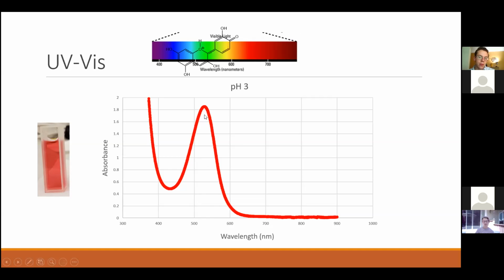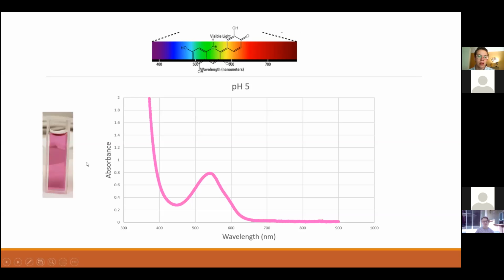So this one, for example, is about at 530 nanometers, which is pretty solidly in the green. And since all of the green light is being absorbed by this molecule, we are left to see red light. The red light is the one that's being reflected, and that is indeed what we see. At a pH of 5, oh yeah, that was a pH of 3.